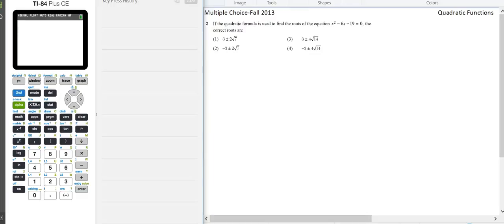This is an Algebra 1 sample question from the Fall 2013 sample materials. If the quadratic formula is used to find the roots of the equation x squared minus 6x minus 19 is equal to 0, the correct roots are.